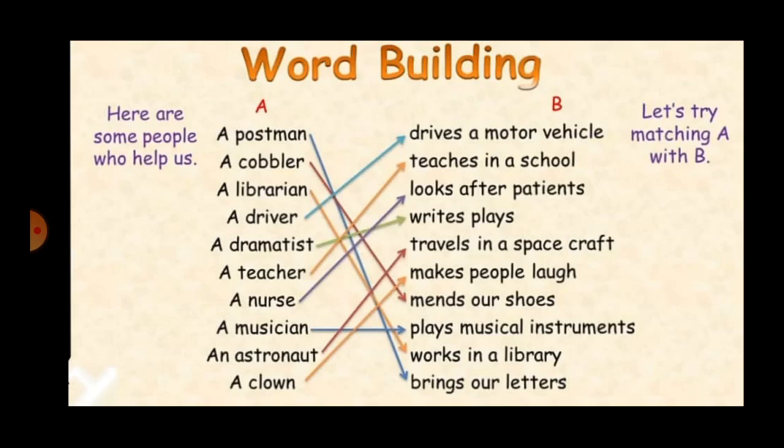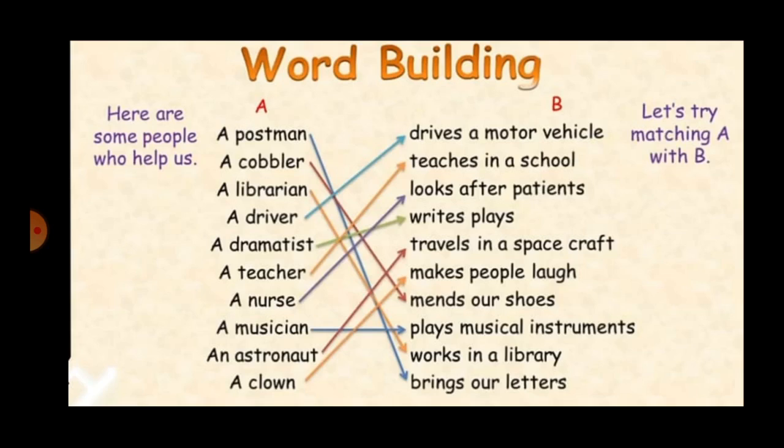Next in column A, librarian. Librarian works in a library. So we will match librarian, in column B, works in a library. A driver. In column B, we will match it with drives a motor vehicle. Next is a dramatist writes play. That is drama. Next, a teacher teaches in a school. Next, a nurse looks after patients.